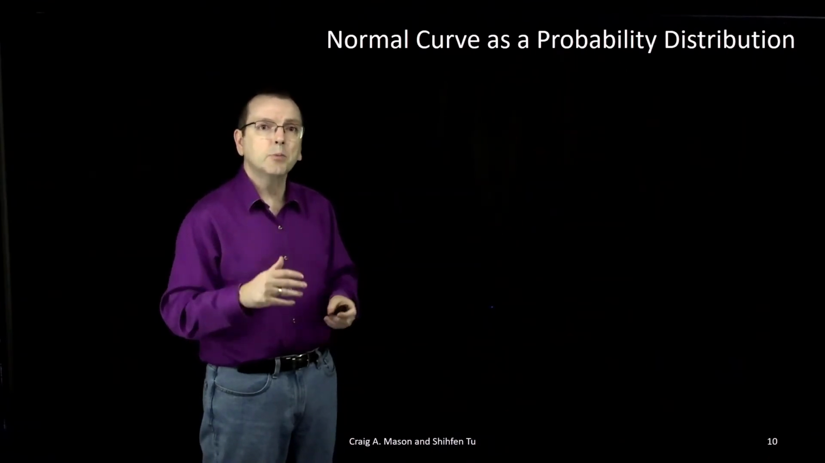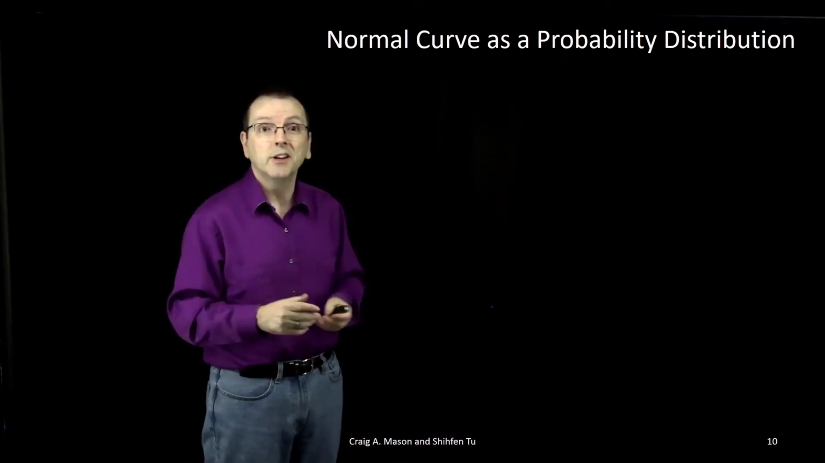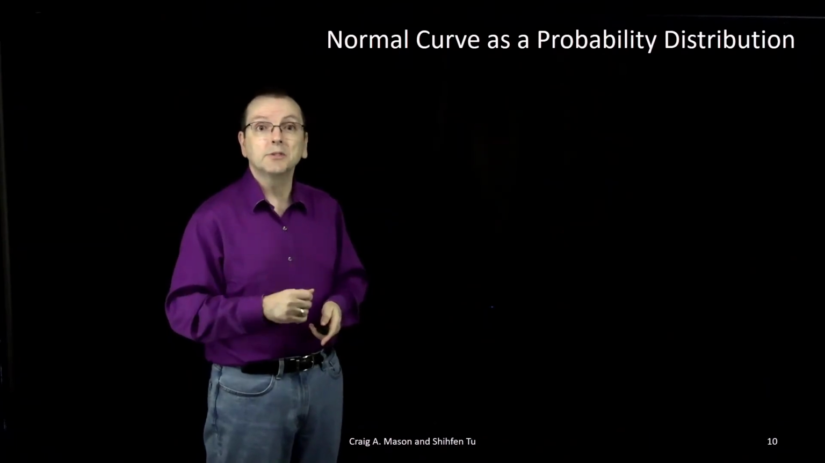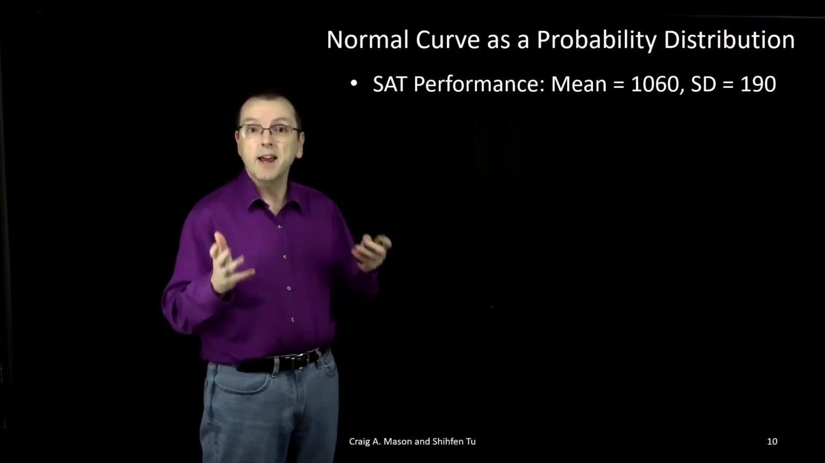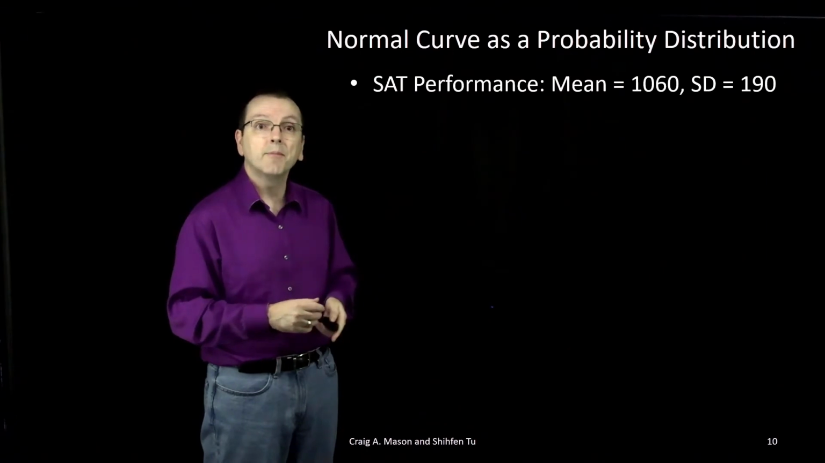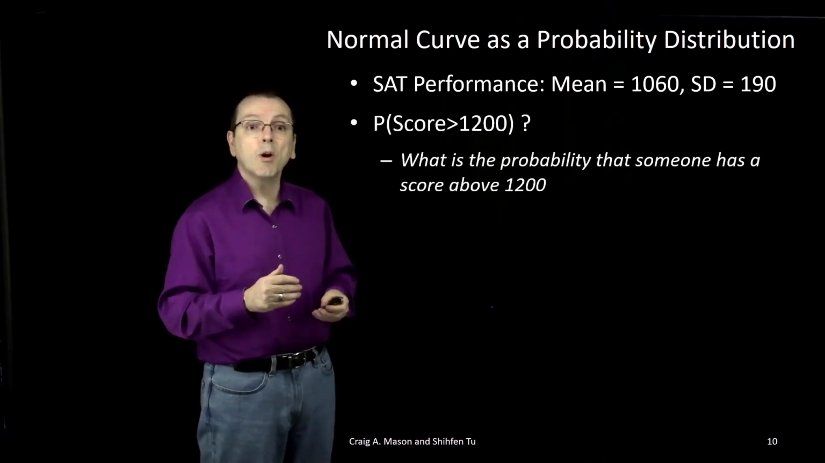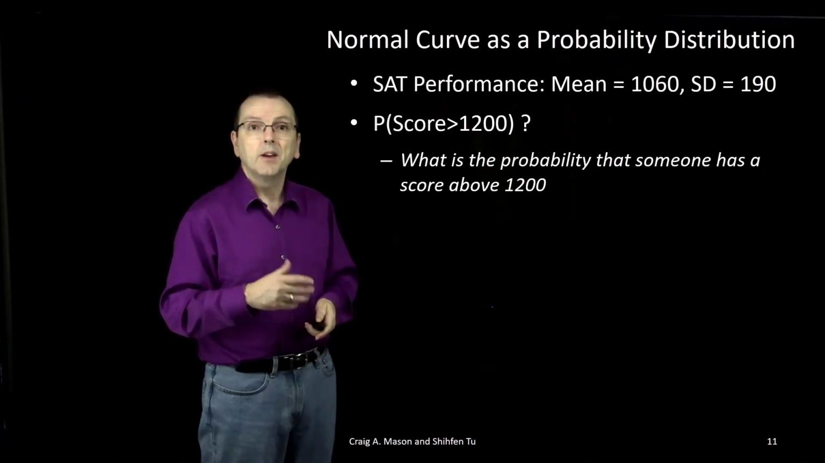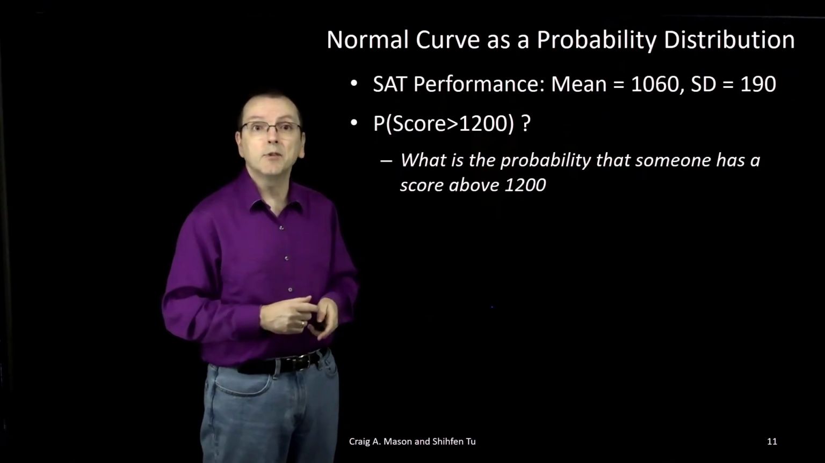Let's illustrate this with a fairly straightforward and common type of question based on the well-understood properties of SAT scores. We'll assume that the mean SAT score is 1060, with a standard deviation of 190. What's the probability that someone has a score above 1200? We begin by calculating the z-score for an SAT of 1200.